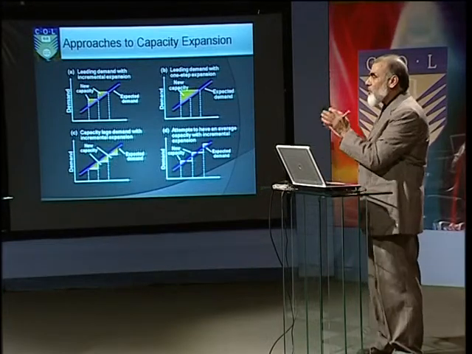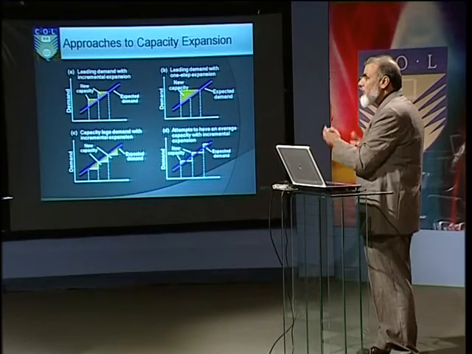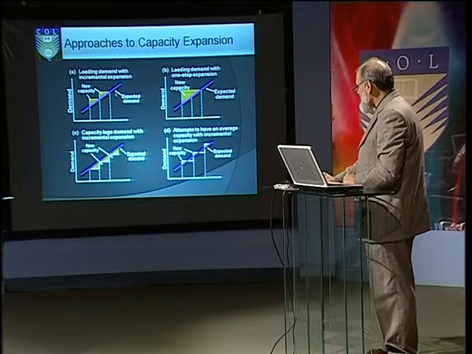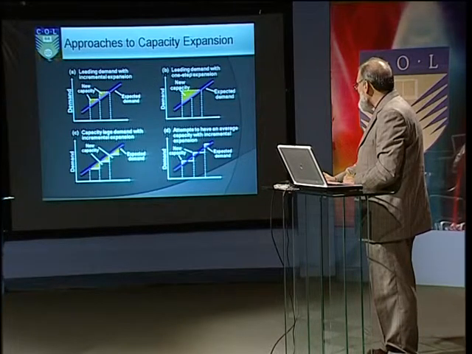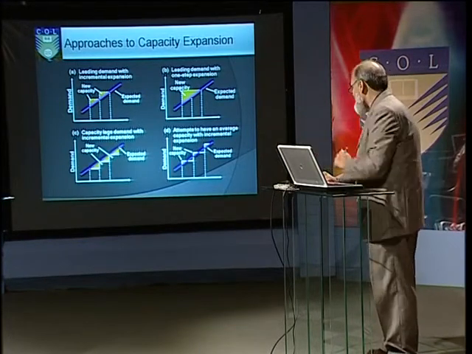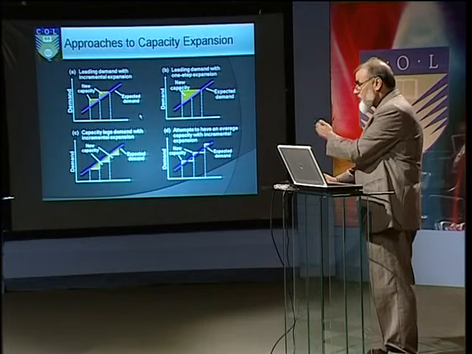For example, there are four general approaches, although by no means are these the only approaches. In a particular practical situation, you use various approaches to increase the capacity. But these are the general common ones. You can use a combination of all of these. For example, in approach A, leading demand with incremental expansion, you have an expected demand curve, and you increase capacity in increments. Or you lead demand with one step expansion, or capacity lags demand with incremental expansion. It means your demand comes first and capacity later, or you use a mixed approach. We'll discuss each one of them in detail.